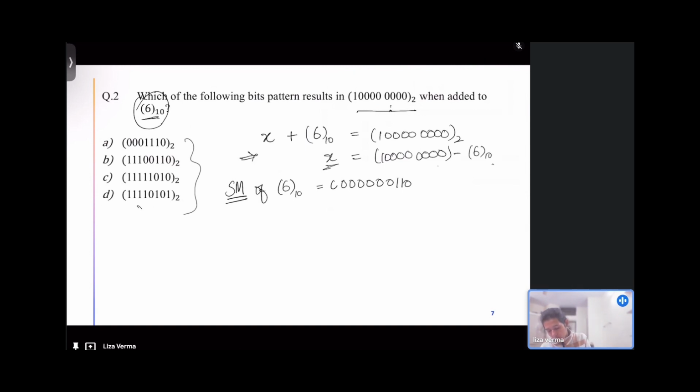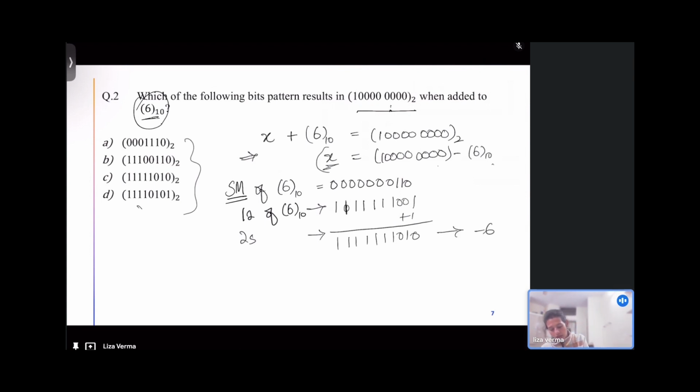Yes, so to represent minus 6 in 2's complement, we'll take the 1's complement first of 6, which is 1 1 1 1 1 0 0 1, right? Now to take 2's complement, we'll add 1 to this, which will give us 1 1 1 1 1 0 1 0. This is the representation of minus 6.